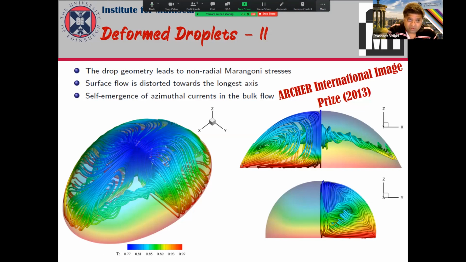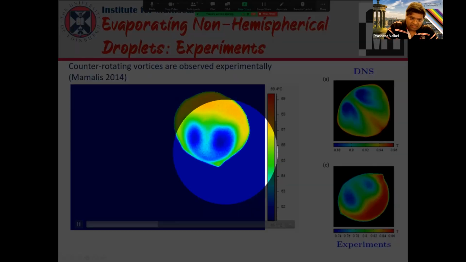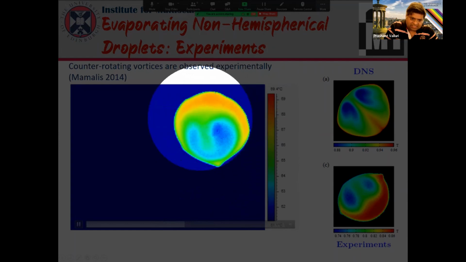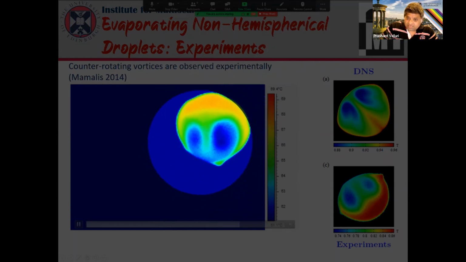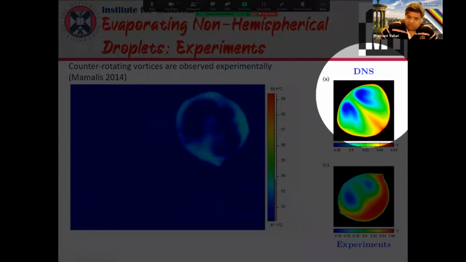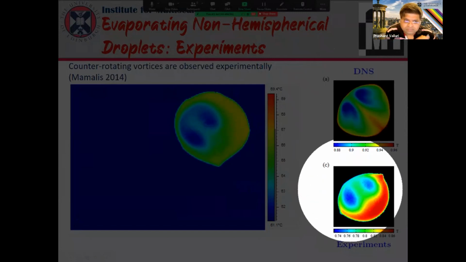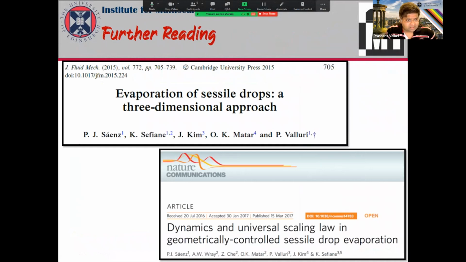So if you look at the experiments, this is how your experiments look. This is basically an infrared image from the top. And you can see that you've got these patches of cold regions here. And if you look at DNS, we also predict the same thing. So it's not very far away from what your experiment is predicting. Okay, so obviously these are available in JFM as well.